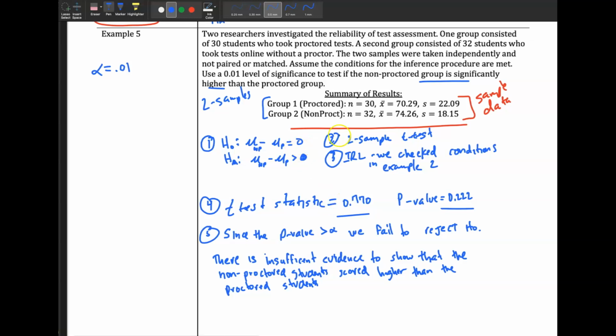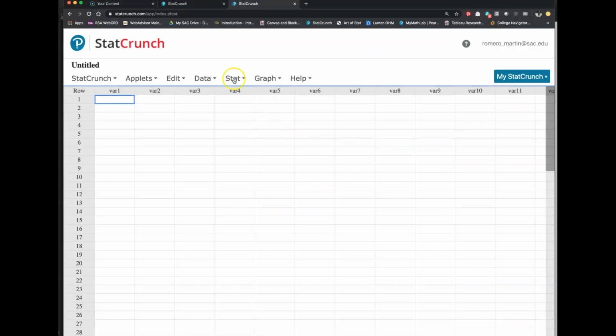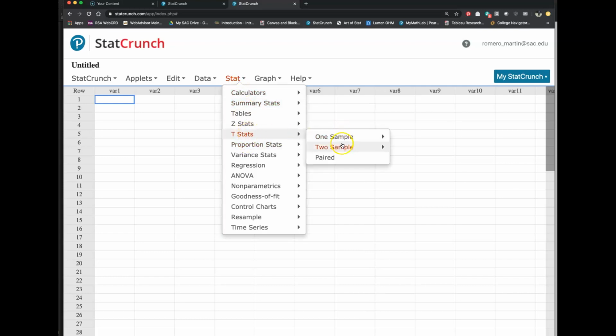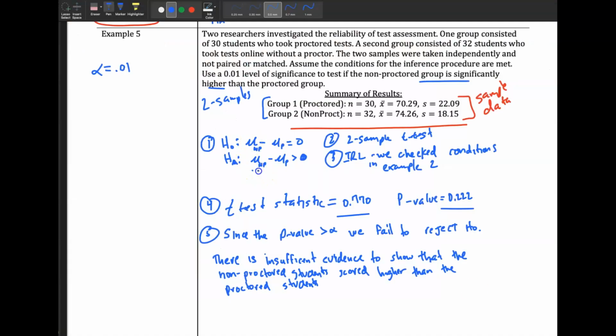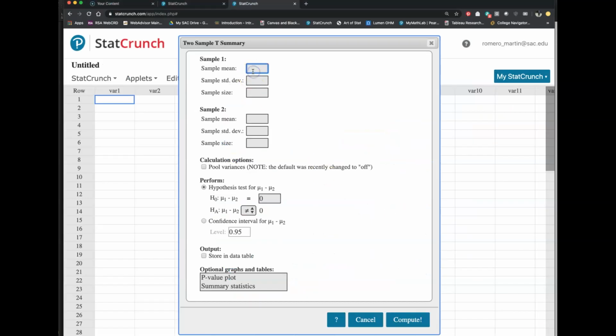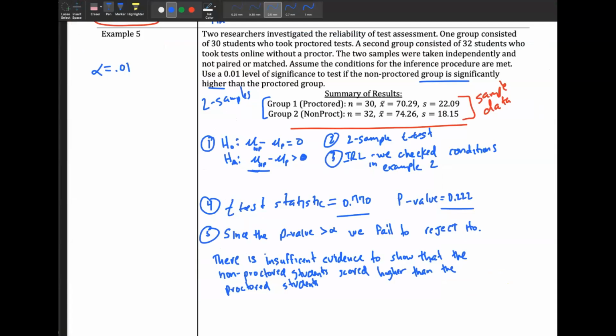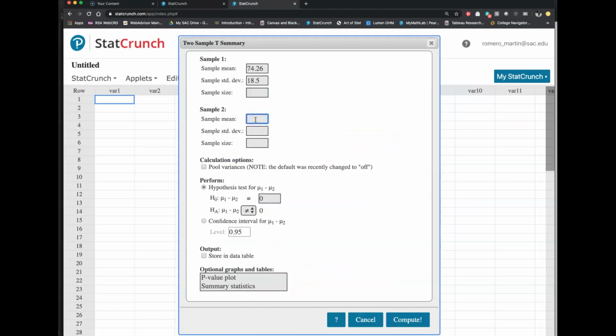This is a two-sample t-test. On StatCrunch you would choose T Stats, Two Sample, With Summary. And so we have to put in the data we have. For the first group, I'm going to use the non-proctored because we're saying that one's greater. So 74.26 and 18.5, and then the sample size. The next one was 70.29 and 22.09. Let's make sure we're good.